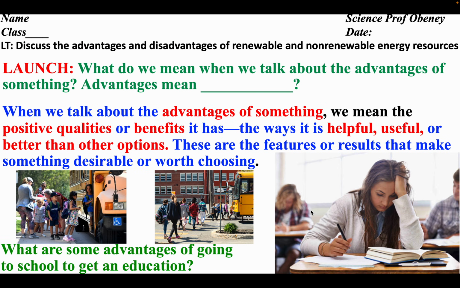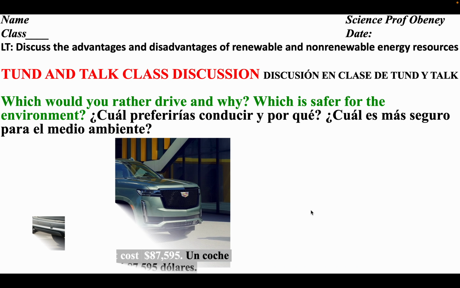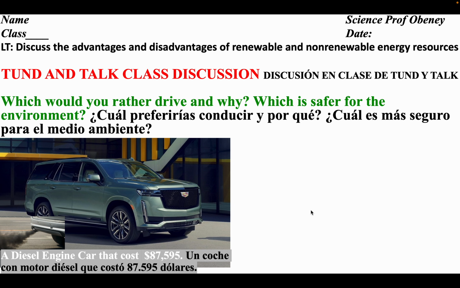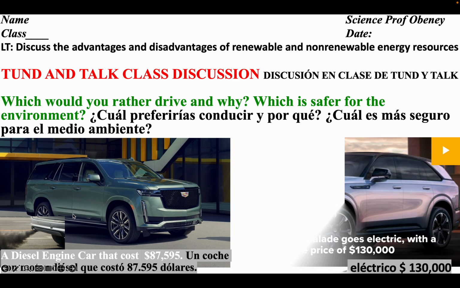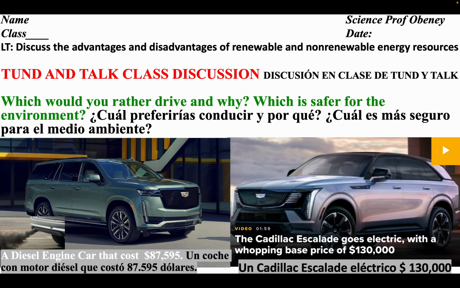And when we talk about advantages, we mean positive qualities or benefits something has. An example is, what are some advantages of going to school? All right. So which car would you rather drive? Here we have a diesel car that pollutes the environment. And here we have an electric car at the cost of $130,000. So which car would you rather drive?